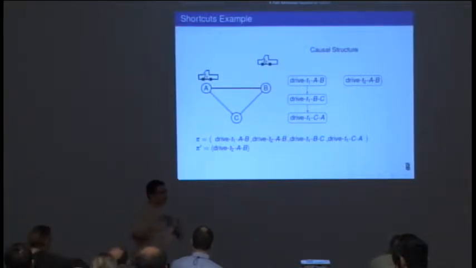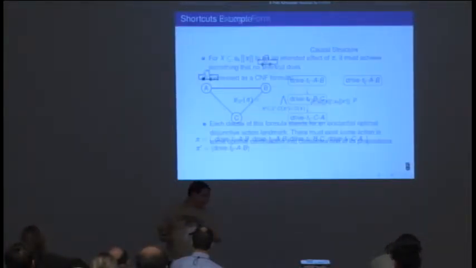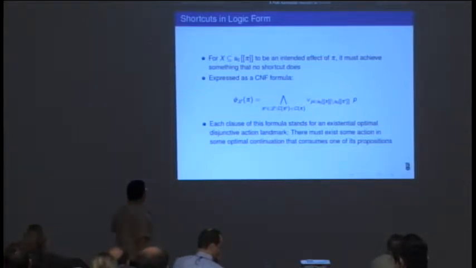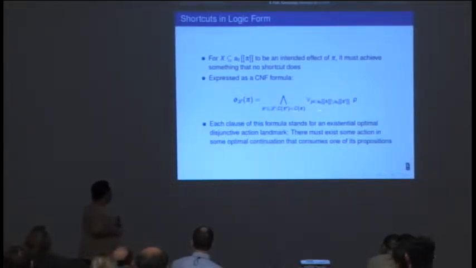But if I have something that achieves part of what pi achieves, then I can use that in a heuristic. So I'll show you how. All right, so we like logic. Okay, it's much better than working with sets. So assume we have this library L, and we have a path pi. So we can express our approximation of the intended effects by a CNF formula.